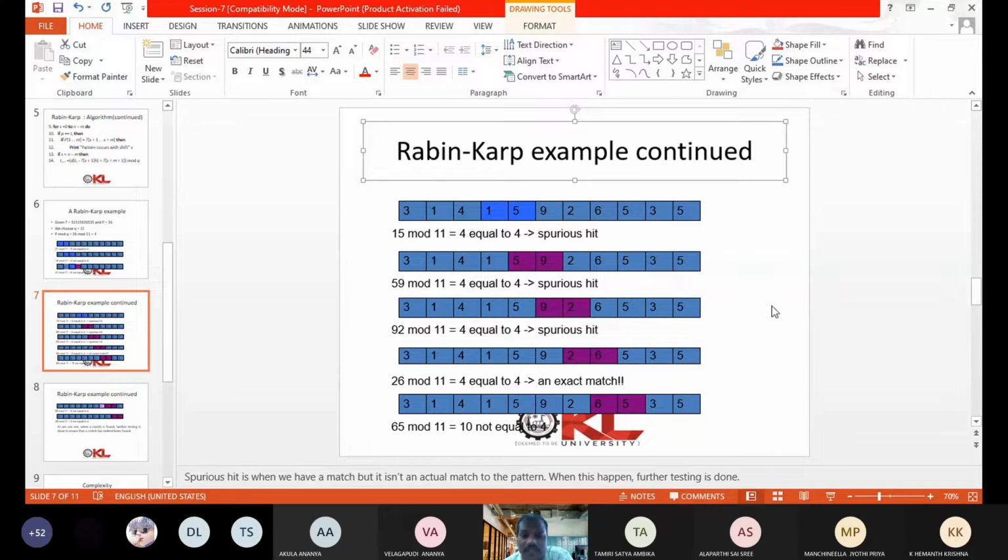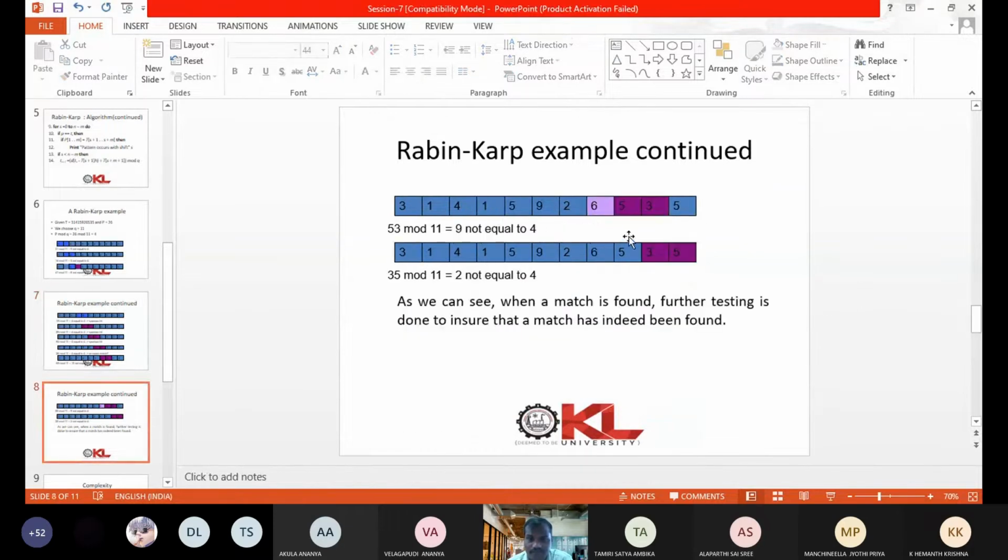Actually, in our string algorithms we are finding all occurrences, not only a single occurrence. So you continue further by sliding over to the next character. The next is 65, and 65 mod 11 is not equal to 4. So move on to the next one, that is 53. 53 mod 11 is 9, not equal to 4. Then move on to the next character. Like that you proceed. Here in the given string, the pattern is available at only one place. This is how the Rabin-Karp example works.